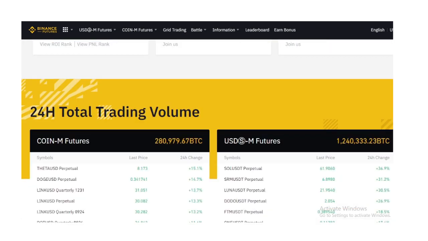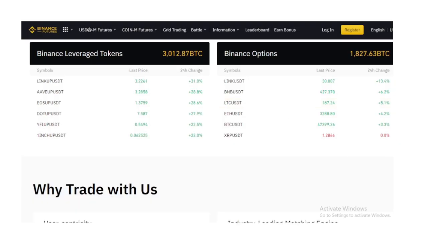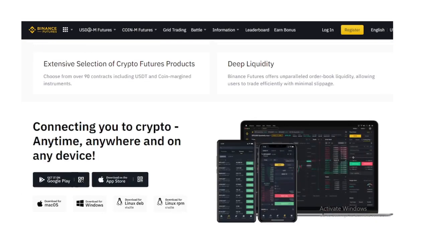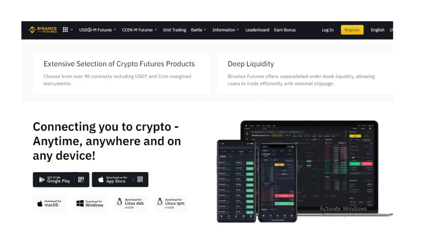Contract size differs from contract to contract. The contract size for CME Bitcoin futures is 5 BTC, while the size for Bakkt Bitcoin futures is 1 BTC. Do read the contract specifications before trading.